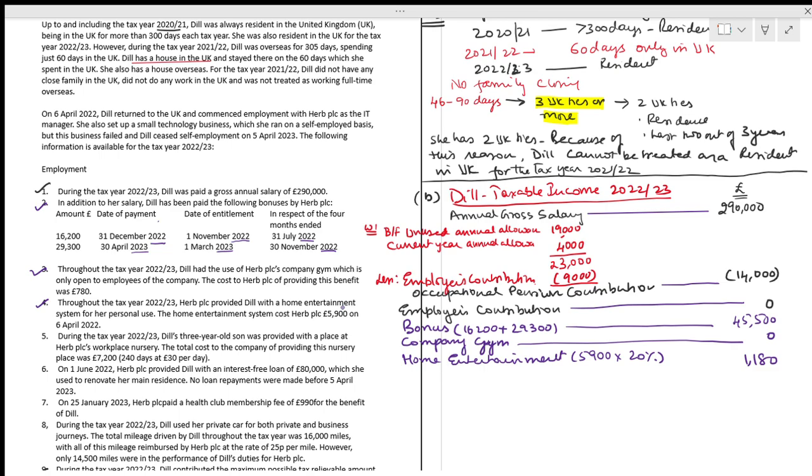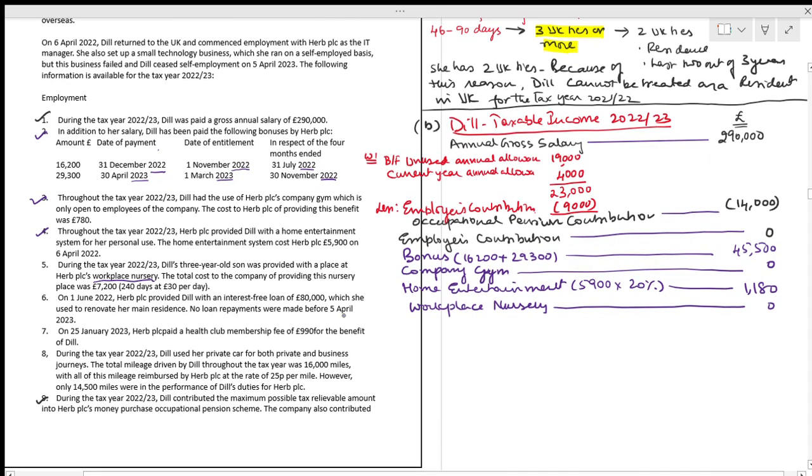During the tax year, Dill's 3-year-old son was provided with a place at her workplace nursery. If it is provided by the workplace nursery, it is exempted. Workplace nursery, put it as 0. Next. Fine. The only thing you have to think about is the pension. Pension is very critical. People will not take that 4,000.